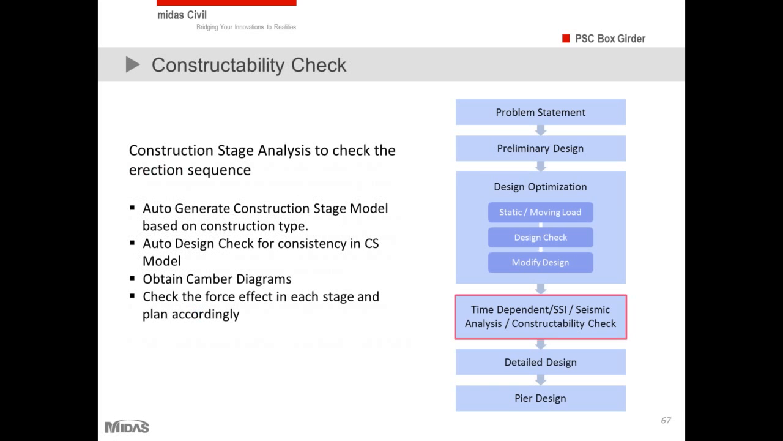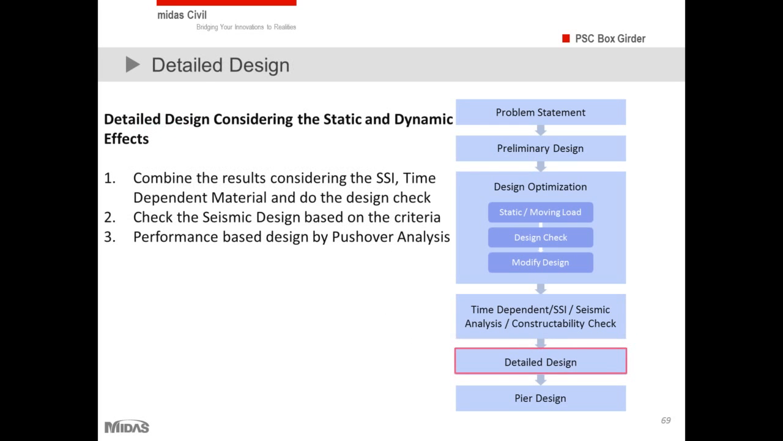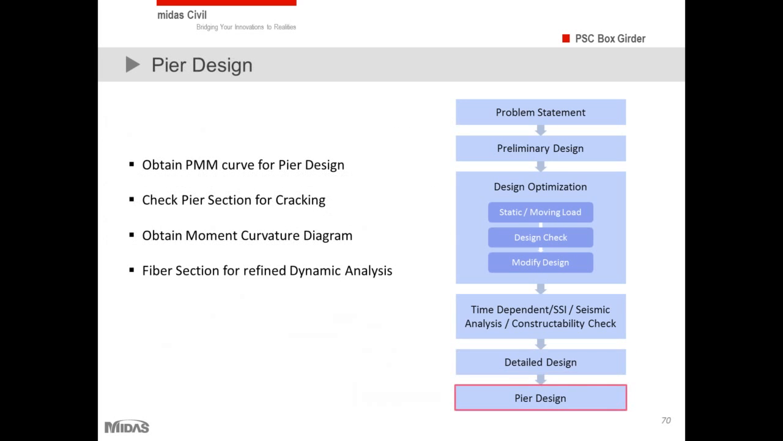Construction stage analysis is automatically obtained from the program. It automatically generates the construction stages, so we can check the constructability and obtain the camber diagrams. And the benefit is that it saves you time. There is a single model file for static, moving, dynamic analysis, soil structure interaction, and construction stage analysis. It leads to simpler steps for design optimization. And you don't need to learn different software or different graphical user interfaces to do the design. You can just work with one software. And you can do the detailed design after the optimized design has been done.